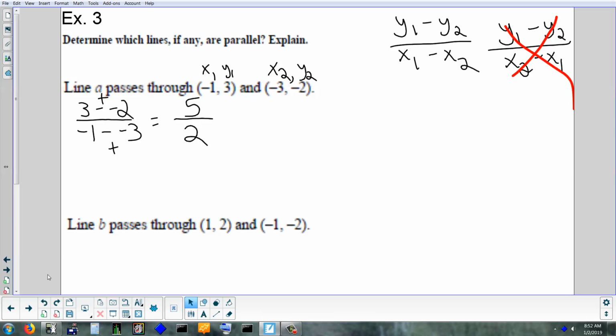All right? So now, if we're trying to find lines that are parallel, we're going to hope that those other lines we look at have a slope of what? 5 over 2. They have to have the same slope, but what has to be different for them to be parallel?